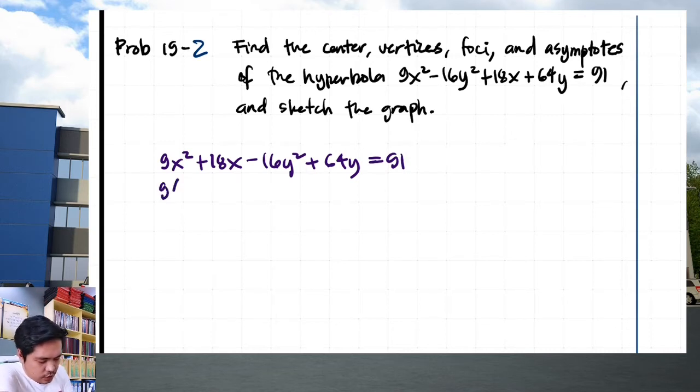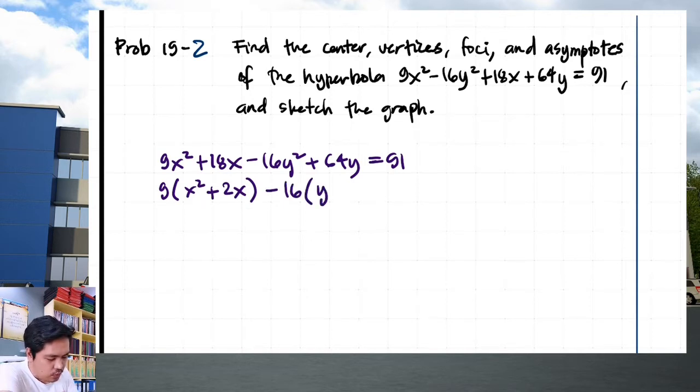Then, if I factor out 9, this would become x squared plus 2x. Then, I'll factor out negative 16 here, that would be y squared, then that would become negative 4y. Okay, negative 16 times negative 4, that's 64. That's equal to 1. Okay?